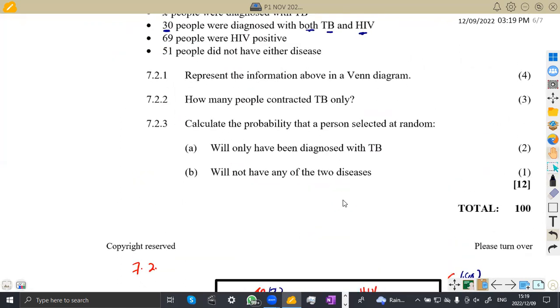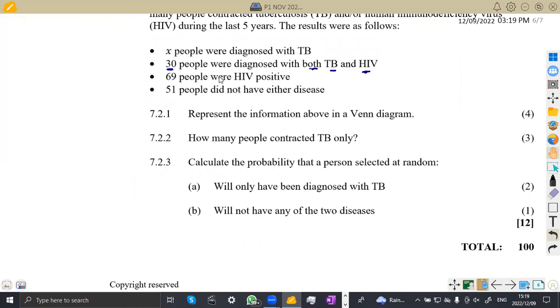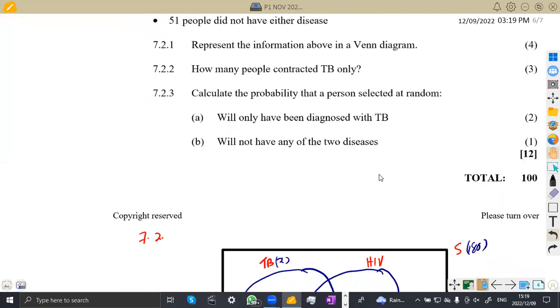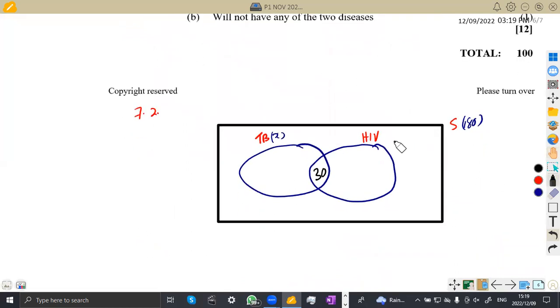All right, then from there, we are given that 69 people were HIV positive, which is 69. So for HIV, they are 69 on this part here. So what are you going to do to find those who are HIV only? You subtract both. The whole of this set of HIV is 69. So to find the remaining part, you subtract 69 minus 30, which is 39. Which means HIV only is 39, without those who are having TB. The same thing here, to find the TB only, they are X with TB and 30 with both TB and HIV. So to find TB only, it is going to be X minus 30, like that.